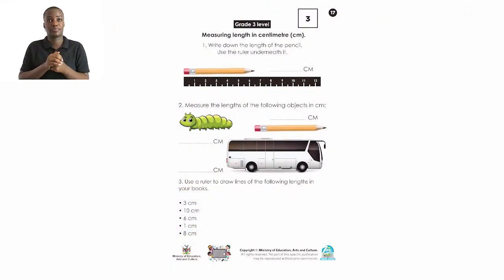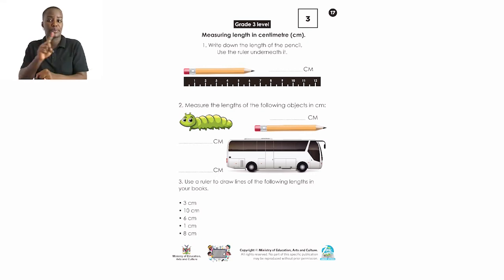We are now talking about length, and we are going to measure the length in terms of centimeters. Now, centimeters are the way that we use to measure with a ruler. You can see that there is a black ruler there, and on that black ruler are numbers. Each number is a centimeter. So from 1 to 2, that is 1 centimeter, up until you can see to the 12th number.